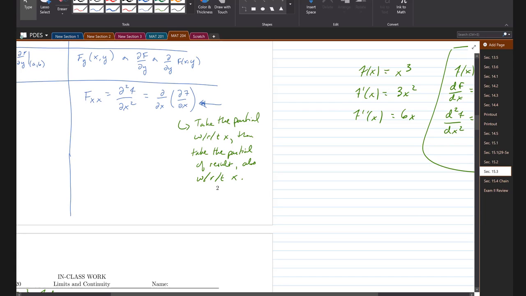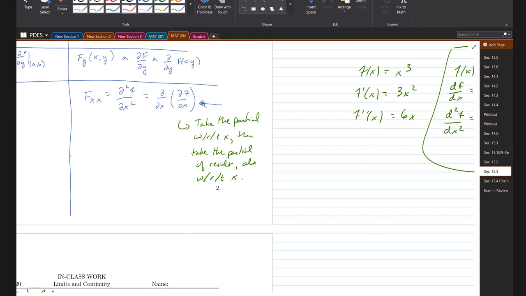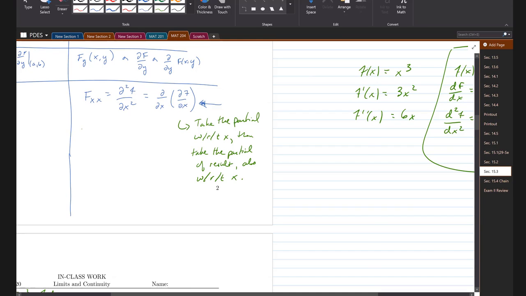So let's practice reading this together. This says taking the second partial derivative of f with respect to x both times. Okay? So I'll go ahead and put up f_yy there, but I don't think there's any surprises in this one. There's no way you could go wrong with this one.